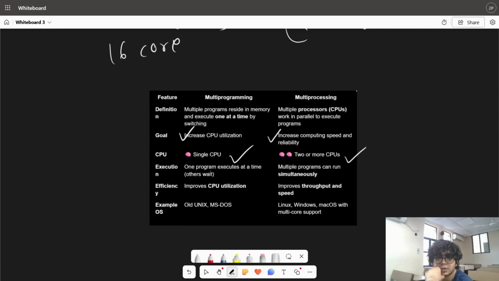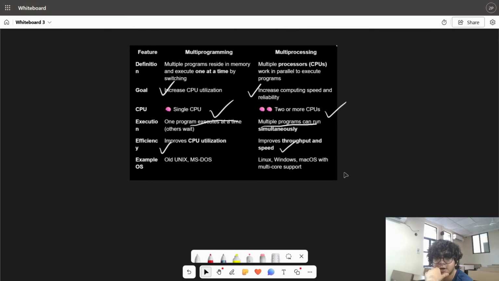Execution: in multiprogramming, one program executes at a time. In multiprocessing, multiple programs can run simultaneously. Efficiency: in multiprogramming, of course CPU utilization is higher, same point, and in multiprocessing throughput and speed are higher. Examples: old Unix and MS-DOS systems for multiprogramming, and for multiprocessing, basically all of today's systems use multiprocessing.